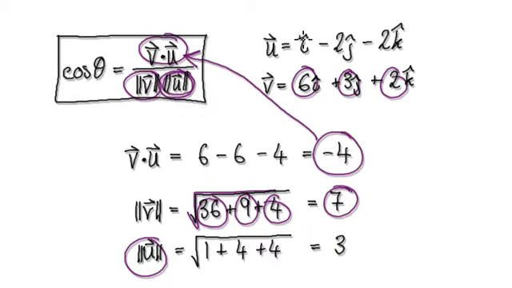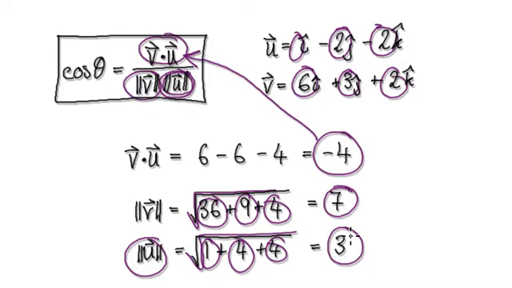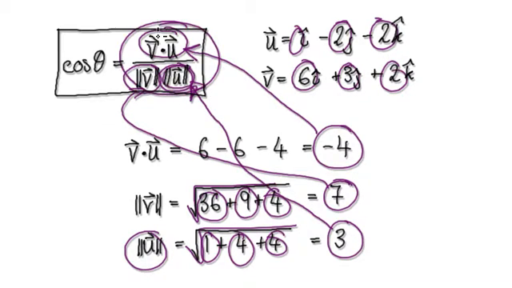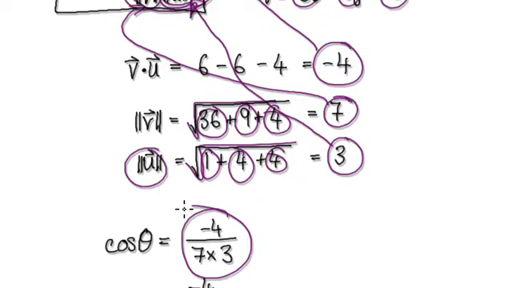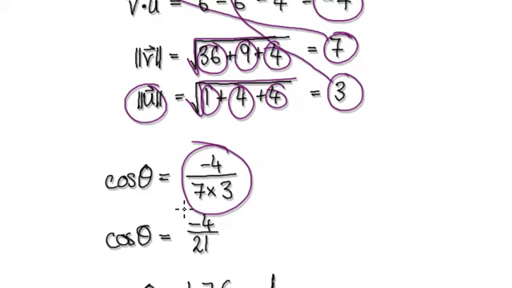So the magnitude of u would be 1 squared, negative 2 squared, and then negative 2 squared, and then square root the whole thing. That would then give you 3. So we can put this into the u. We can put the 7 into the v. So this whole thing here will then become this. So now we want to know the angle.